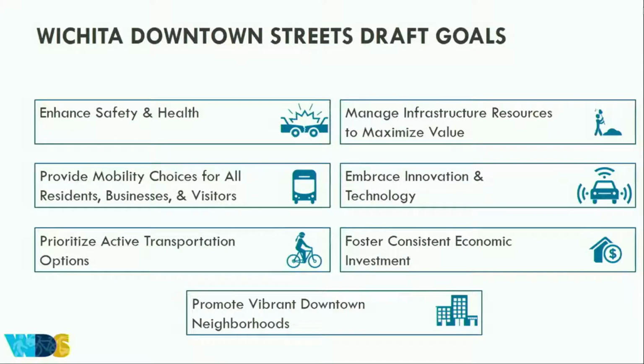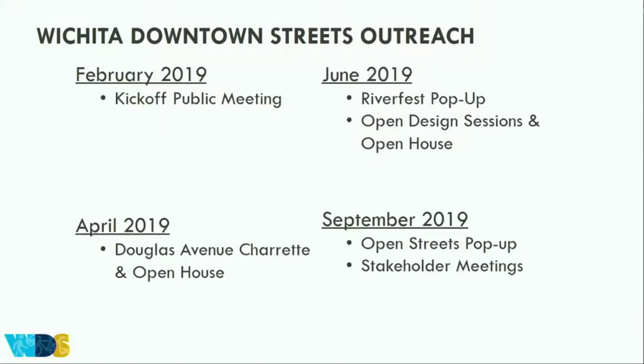One is to enhance safety and health. Another one is to provide mobility choices of varying types. A third one is to prioritize active transportation options. A fourth one is to manage our resources in a way that maximizes value. Another one is to embrace innovation and technology. Another one is to foster consistent economic development. And I think an overarching one, but a 7th goal here, is to promote vibrant downtown neighborhoods. So hopefully these are things that resonate with you. And we'll talk about how those goals also impact the concepts that have been developed.